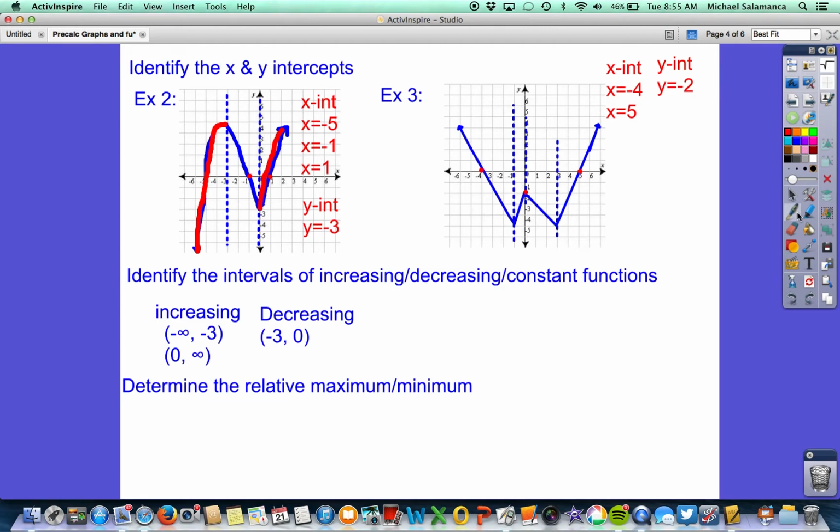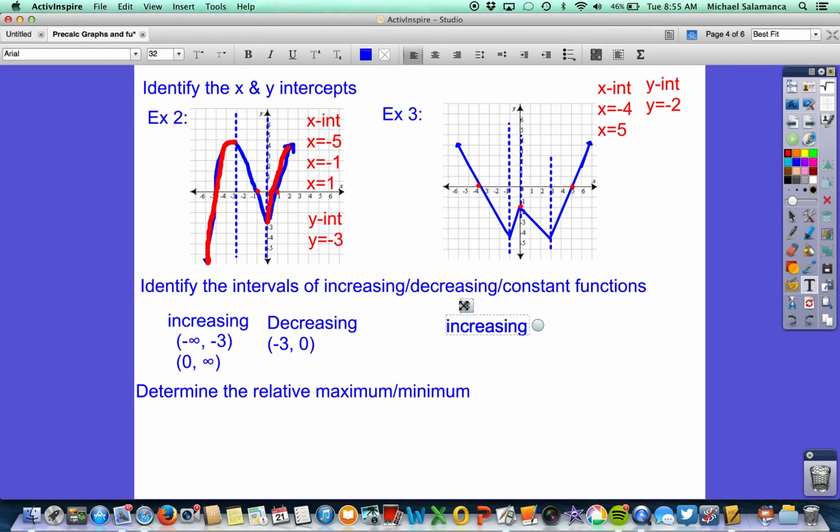Example 3. Example 3, we're looking for increasing only. So it's increasing from negative 1, notice how we're putting in parentheses, from negative 1 to 0. And from 3 to infinity.